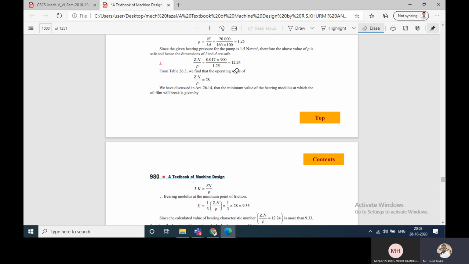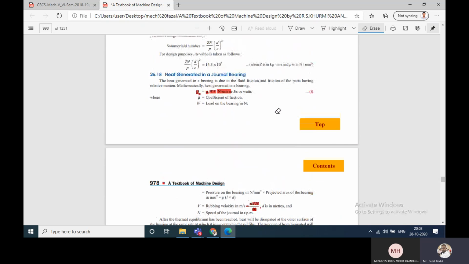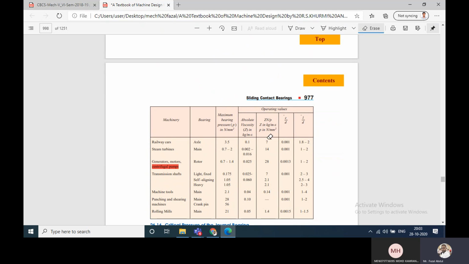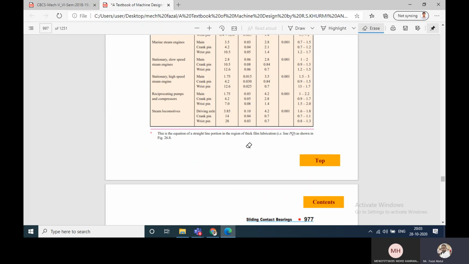So we calculated Zn by P. How much did we get? We got 12.24, but from the table it is 28. Our calculated value is also less than this value. From the table we got the Zn by P value. Which table? The same table you see here. For the whole bearing chapter, only this table is enough. For sliding contact bearings, this table will help. For rolling contact bearings, there are four tables like this.